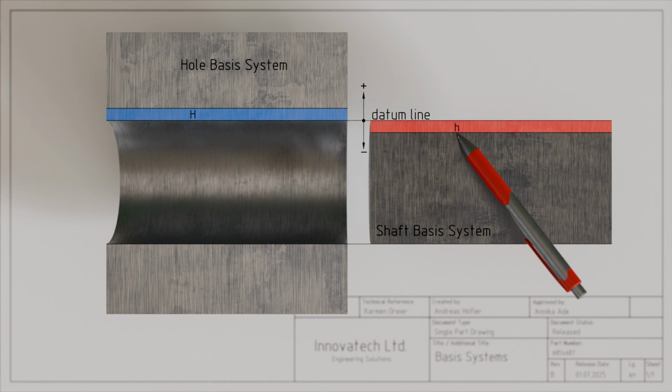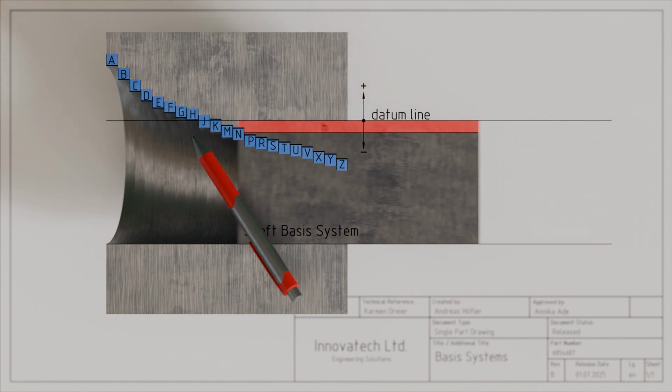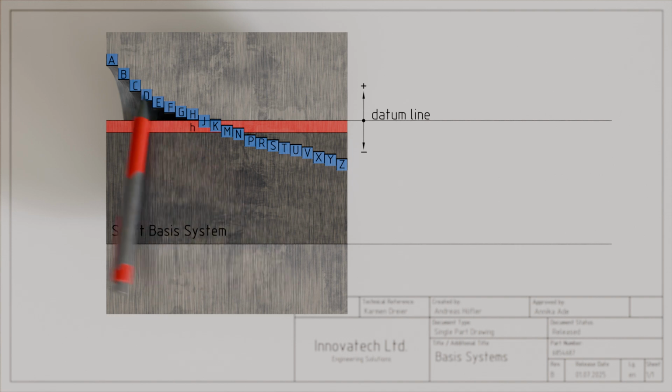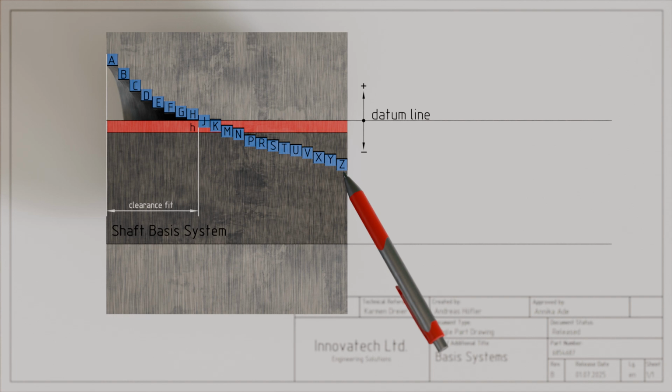Analogous to the hole basis system, in the shaft basis system, depending on whether a clearance fit, interference fit, or transition fit is to be produced with a mating shaft, the fundamental deviation of the hole is chosen accordingly. We see that in the shaft basis system, the fundamental deviations of the hole between A and H lie completely above the tolerance zone H of the shaft. In the shaft basis system, therefore, the fundamental deviations in the range between A and H also lead to a clearance fit. The tolerance zones P to Z of the hole, on the other hand, lie entirely below the tolerance zone H of the shaft. In the shaft basis system, these again lead to an interference fit.